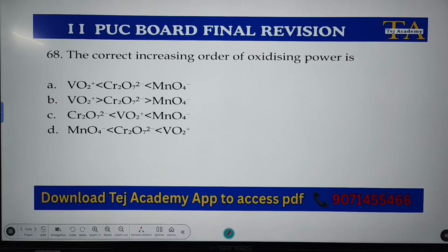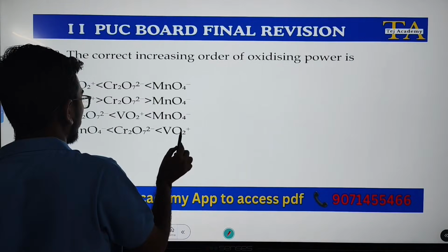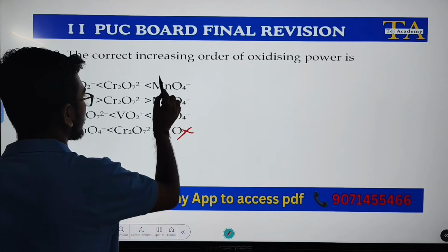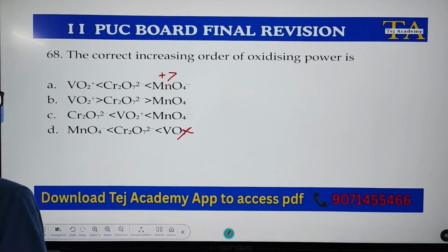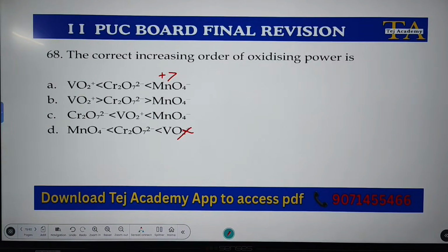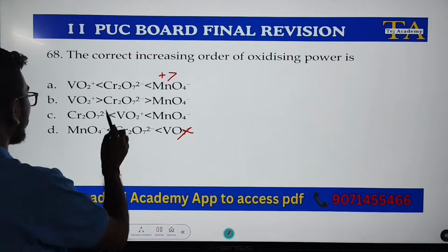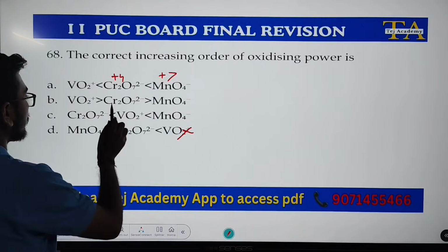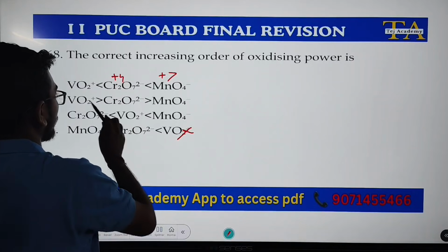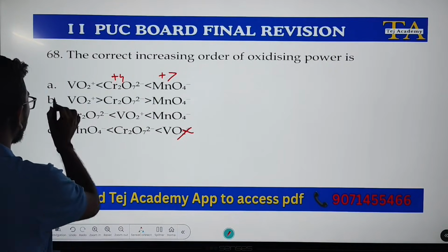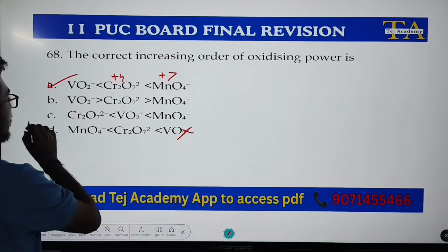68. The correct increasing order of oxidizing power. So usually the fourth option we can rule out because manganese will have +7. Now between vanadium and chromium, for chromium we get +4. So now among these two, I think both have the same option. So option B will be the right answer.